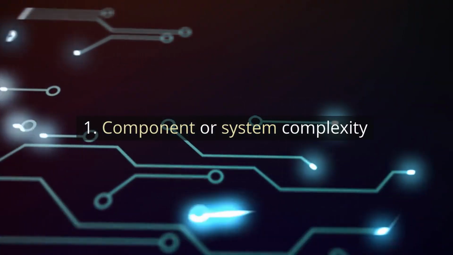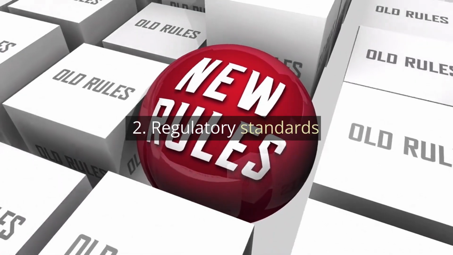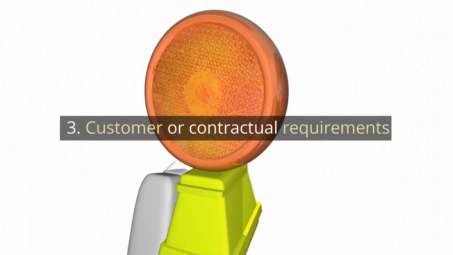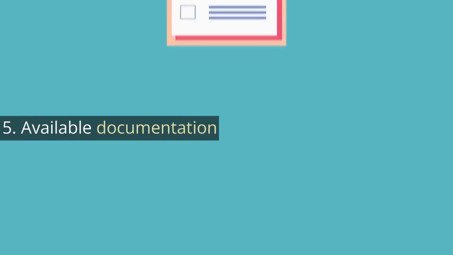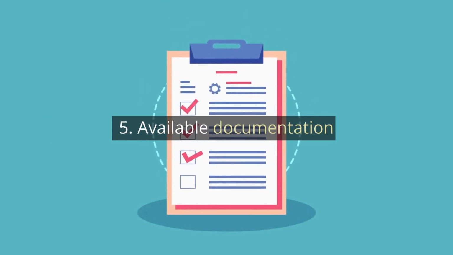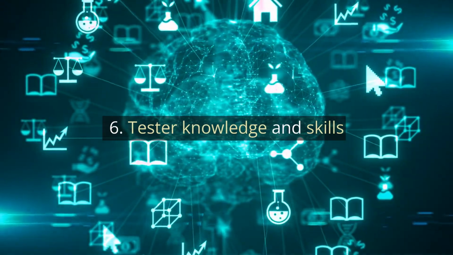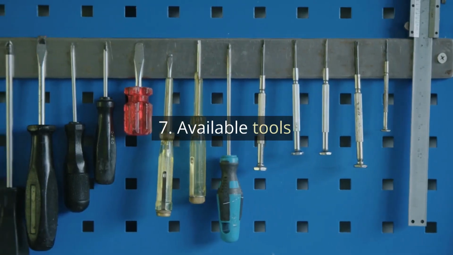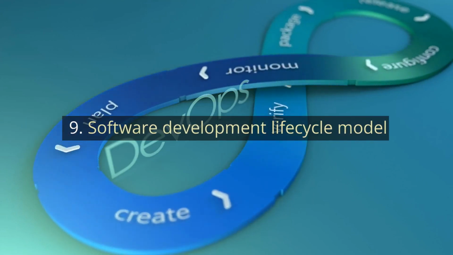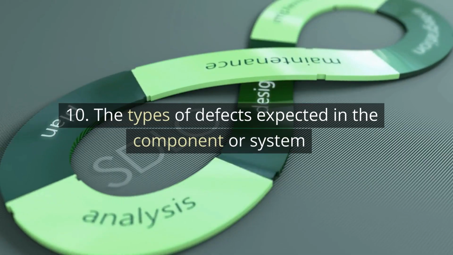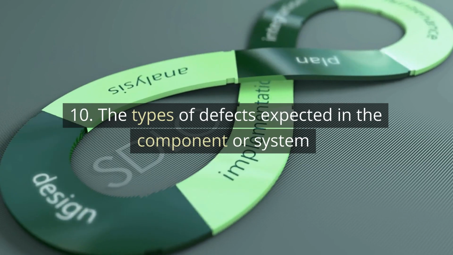1. Component or system complexity. 2. Regulatory standards. 3. Customer or contractual requirements. 4. Risk levels and types. 5. Available documentation. 6. Tester knowledge and skills. 7. Available tools. 8. Time and budget. 9. Software development lifecycle model. 10. The types of defects expected in the component or system.